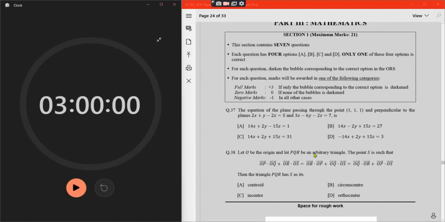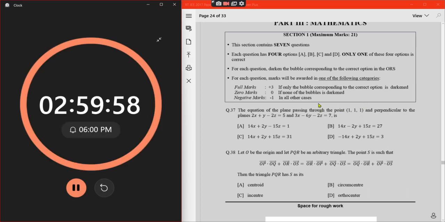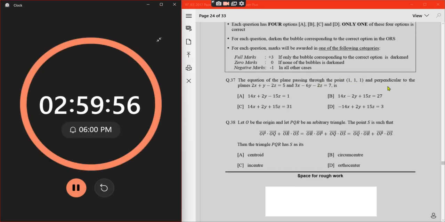Okay, paper 2, 2017. Let's start. The equation of the plane passing through the point (1, 1, 1) and perpendicular to the planes... Okay, this and this. It is perpendicular to these two planes, so take the cross product of their normals.